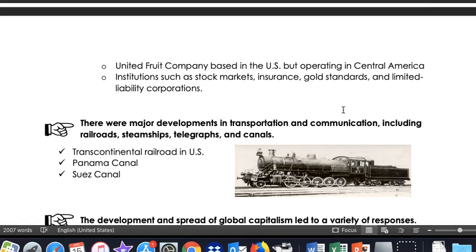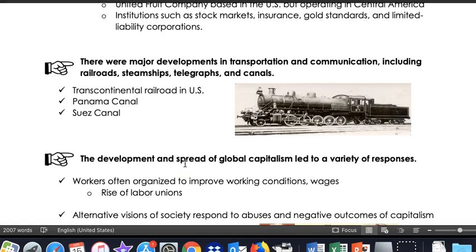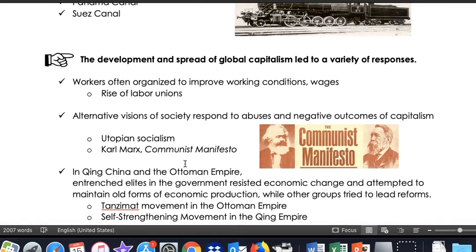Do make sure you are aware of developments in transportation and communication, including the establishment of railroads, steamships, telegraphs, and canals. The Transcontinental Railroad in the United States would be an example. Also, Russia as well. We know that was a major development. The Panama Canal, the Suez Canal in Egypt. So all of these are new transportation technologies and will lead to greater globalization and greater exchanges. So capitalism and global capitalism is going to create responses because not everybody is supportive of the outcomes of capitalism.